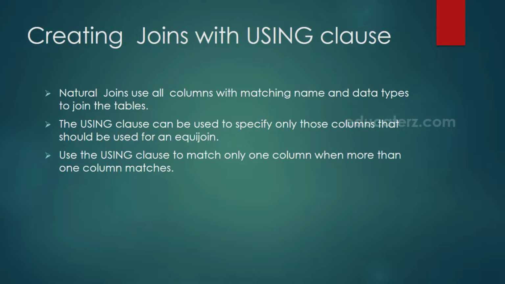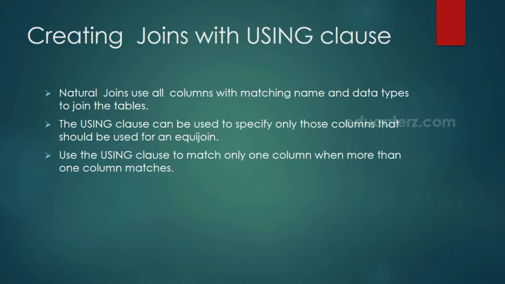For example, we have table A and table B. In table A, we have column 1, column 2, column 3, column 4. In table B also, we have column 1, column 2, column 3, column 4. So, we can use using clause to specify, compare or match the particular column from table A with the particular column with table B. Both should be having same name, same data type. We will specify the column names in the using clause.